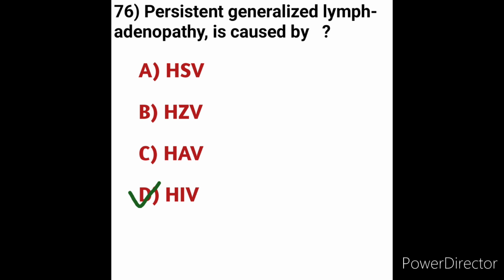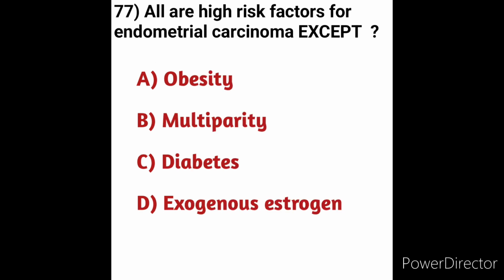Next we will move on to the next question. Question number 77. All are high risk factors for endometrial carcinoma except. All of the options are high risk factors for endometrial carcinoma except one. We will see the options. Option A obesity, option B multiparity, option C diabetes, option D exogenous estrogen.